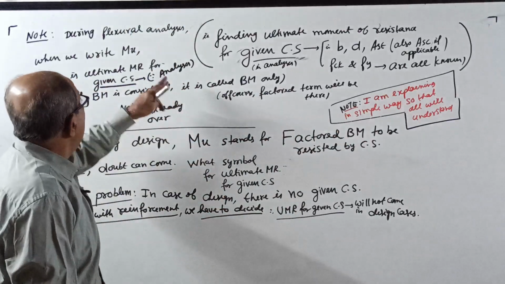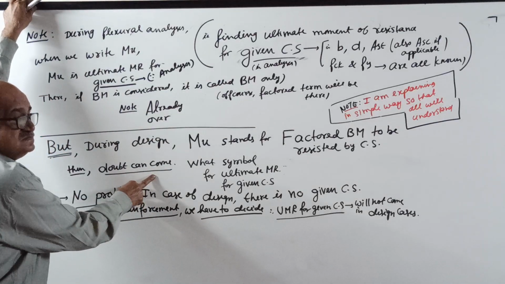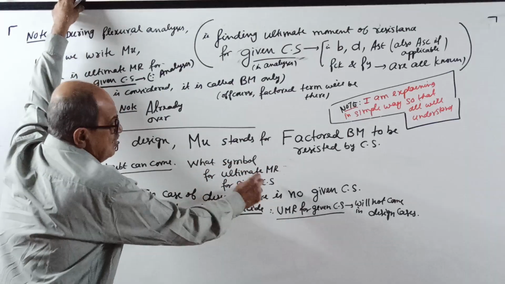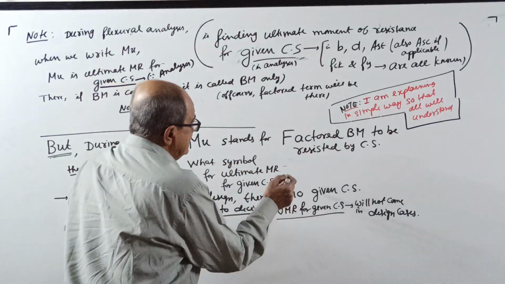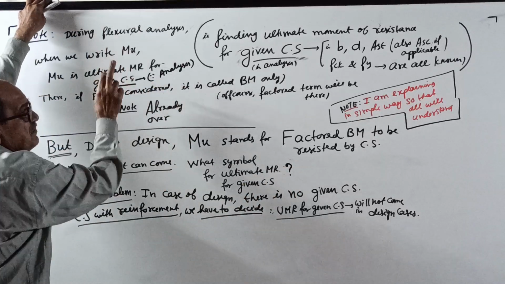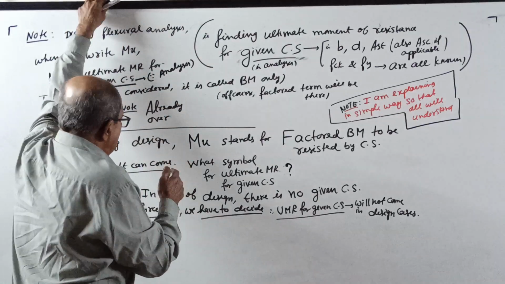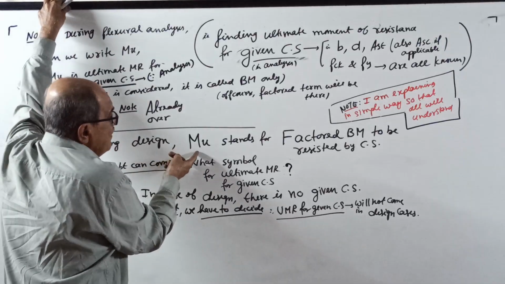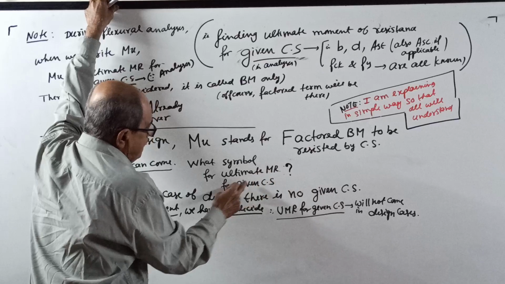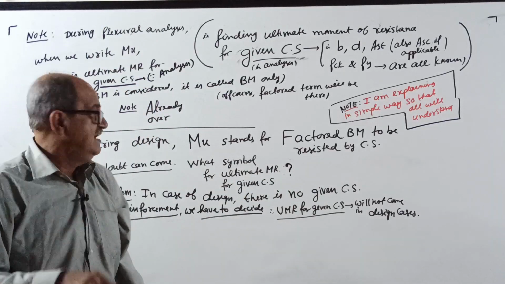See, there, I will tell it last. Then a doubt can come. Someone can ask, what is the symbol for ultimate MR for a given cross section? Sir, then what symbol are you using? See, earlier you told us MU stands for ultimate MR, and you are calling bending moment as bending moment only. But here, sir, you suddenly told us MU stands for bending moment. Okay, then what symbol for ultimate MR for the given cross section? I will tell what a given cross section is.